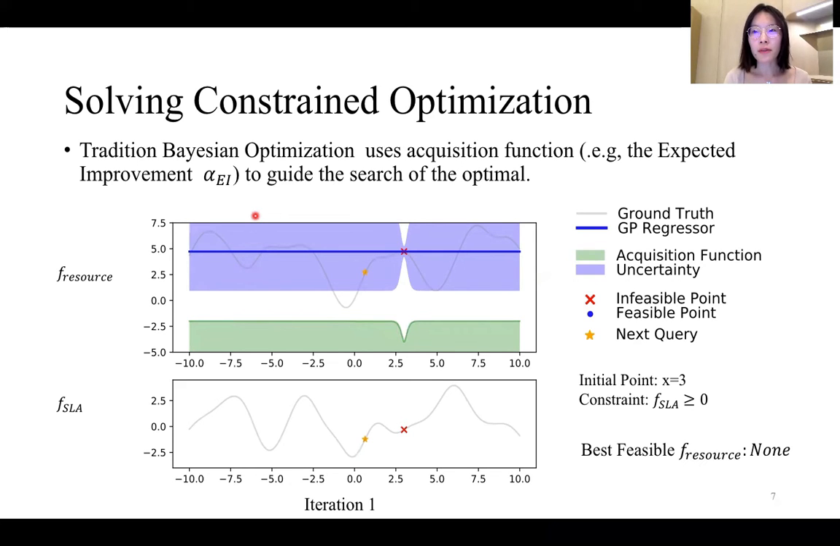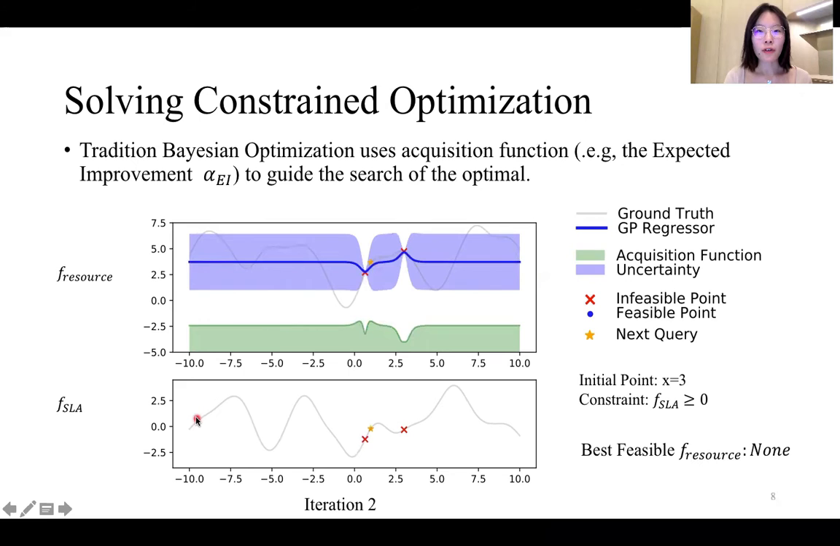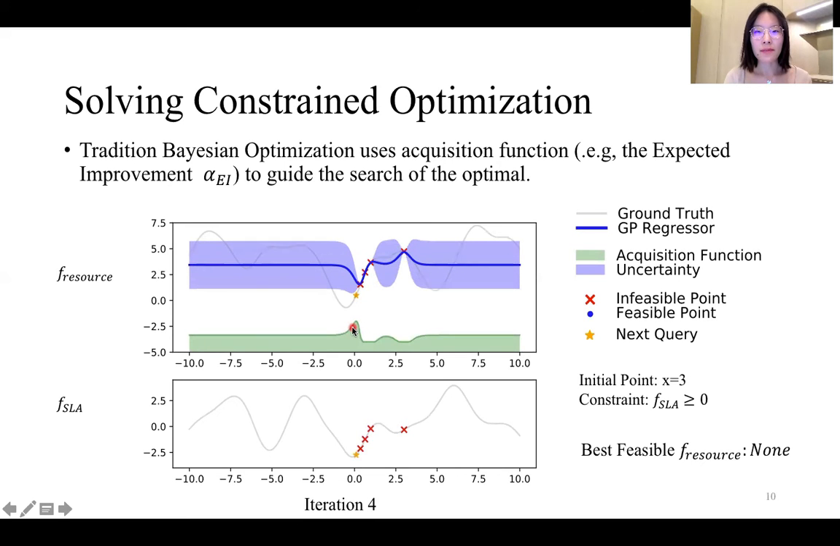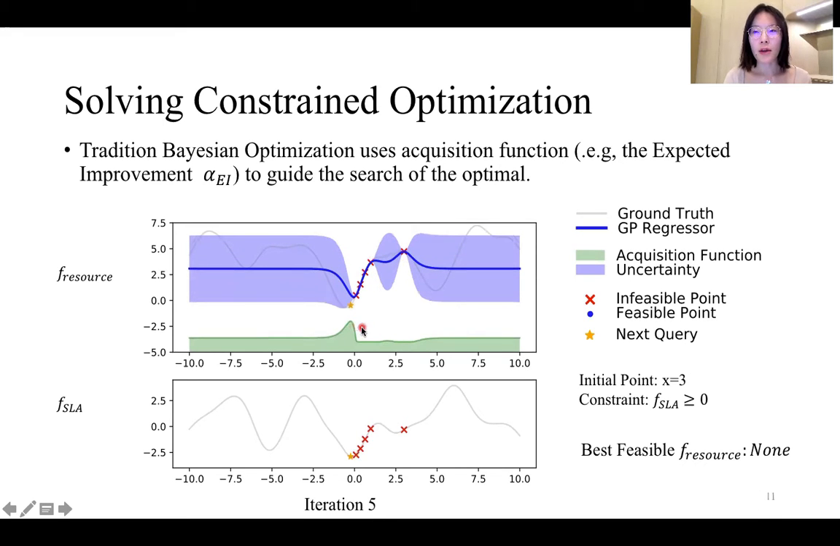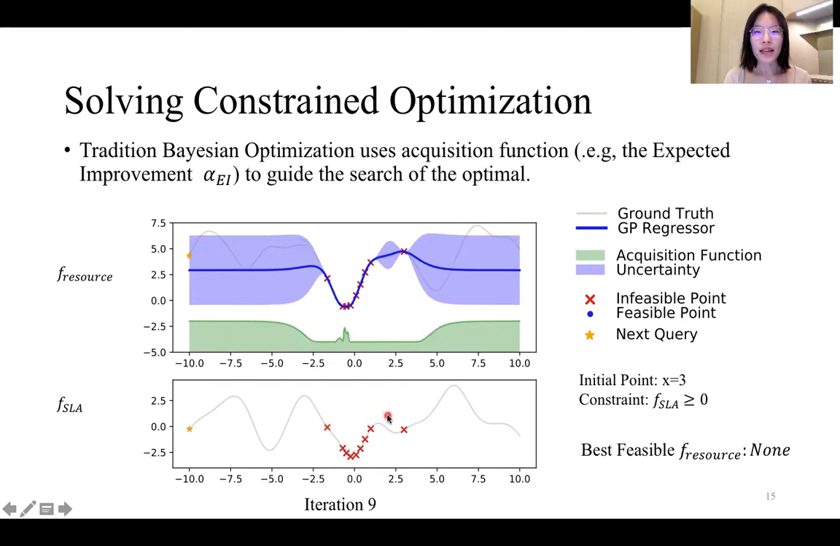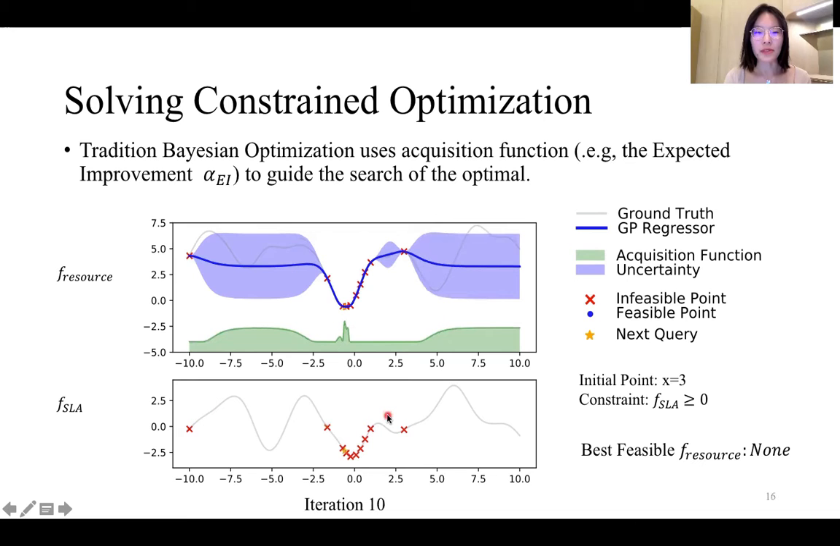Traditional Bayesian optimization uses acquisition functions to guide the search of optima. In this one-dimensional example, we want to minimize the resource usage while keeping the SLA positive. The algorithm always evaluates the candidates with the largest acquisition function value, as the green line shows. We can see the method keeps trying the infeasible knobs with minimal CPU utilization, but unfortunately, it keeps violating our SLA requirements. In other words, directly applying the acquisition function leads to infeasible knobs recommendations.